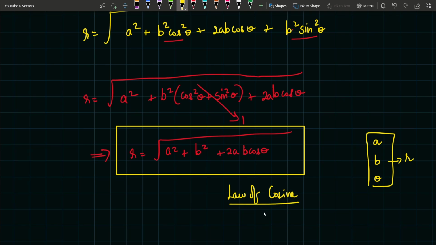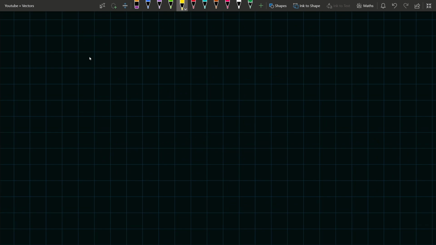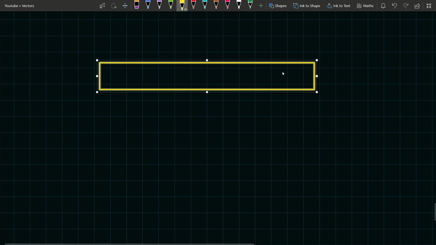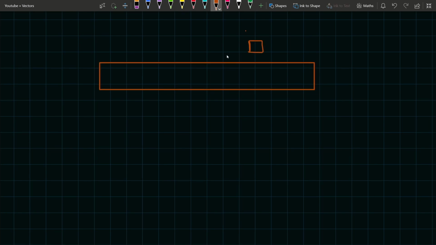Now we have found the magnitude of the resultant vector, but a vector has a magnitude as well as a direction, right? We need to find the direction as well. Okay, now let us think how to find the direction. So, for example, imagine that this is a road and this is a shop, and a person is standing here and asking you how to go to the shop. What will you say?